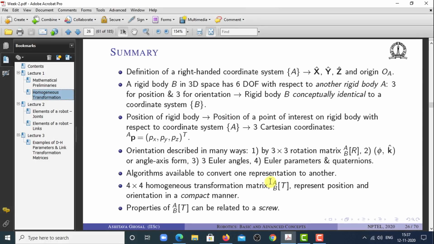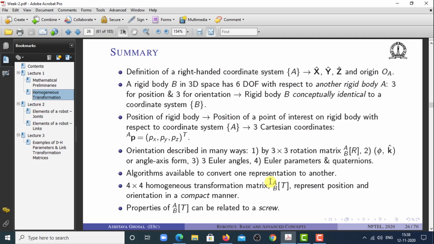So in the last lecture, we had looked at mathematical preliminaries and an important concept called homogeneous transformation matrices. In the mathematical preliminaries, basically we looked at how to represent a rigid body in 3D space. The first important thing we need to do is to have a reference coordinate system. We are going to use a right-handed coordinate system. We label these coordinate systems as A, B and so on.